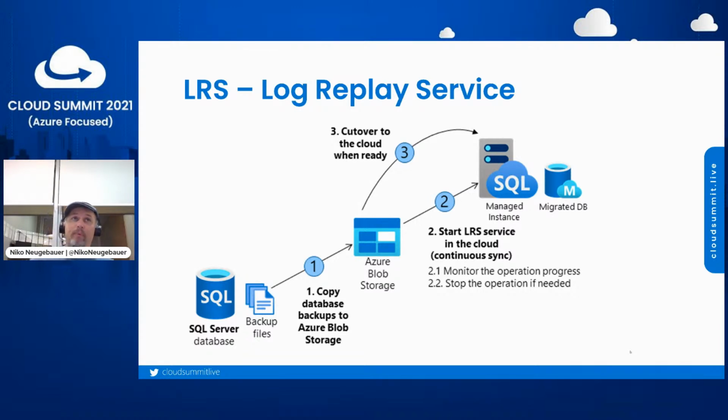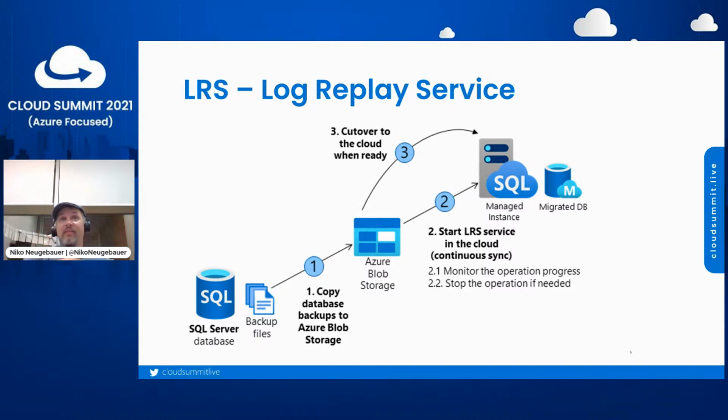You can stop the operation if needed. You can also execute even the automated cutover. So basically, you can take all the backups to the blob storage and then say to the log replay service, you know what, go to this container, to this blob storage, to this folder, just take everything that is there, reorder it this way, and find the last backup and do the cutover and just tell me when you're ready. And it will do it for you.